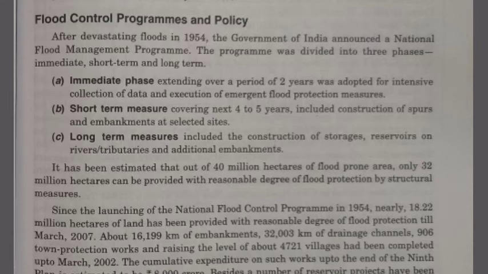Next, the long term measures, which also extended over a few years, involved the construction of storage reservoirs, especially dams, on the rivers and tributaries, with additional embankments. It has been estimated that of the 40 million hectares of flood prone area, around 32 million hectares can be provided with a reasonable degree of flood protection by structural measures. For the remaining areas, due to resistance from physical features and other factors, protection cannot be provided by flood protection measures.